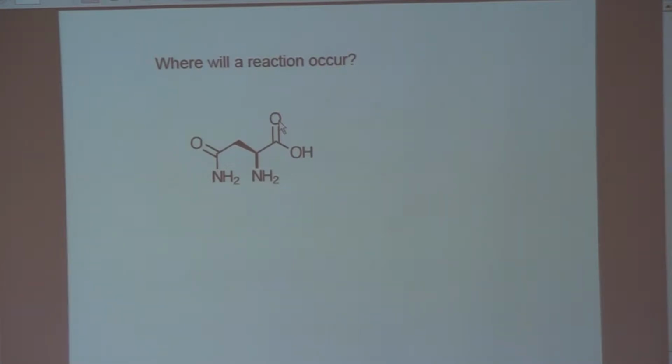Is oxygen more electronegative or is nitrogen more electronegative? Now, on the periodic table, oxygen is more electronegative. Okay, so how does this compound react with NaOH?